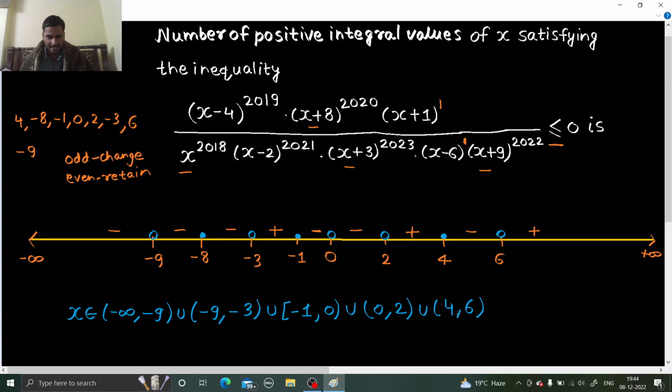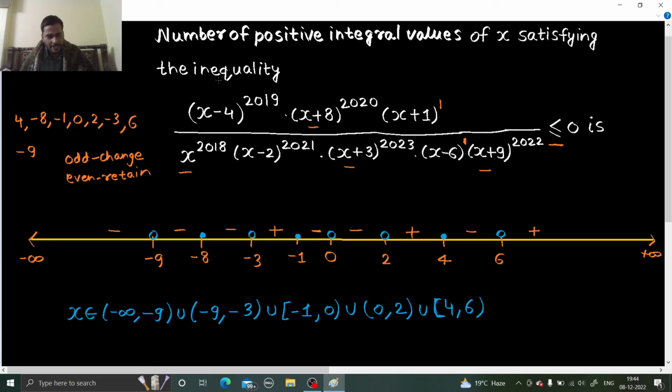Have we missed any point? That I will have to check. -8 is included in our answer, yes it is included. -1 is included, yes it is. 4 is included? No, I haven't included 4, there will be a closed bracket here at 4. So we have included all the points.